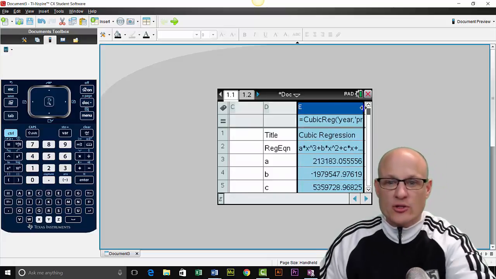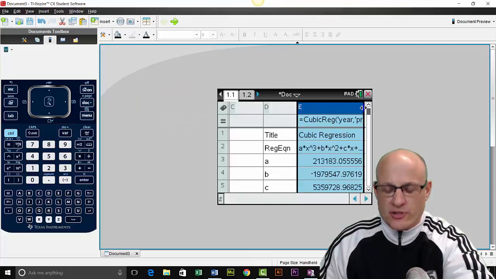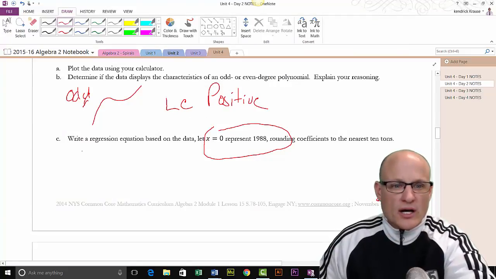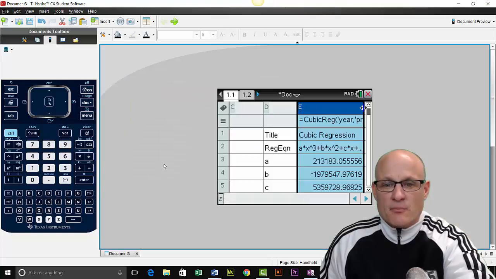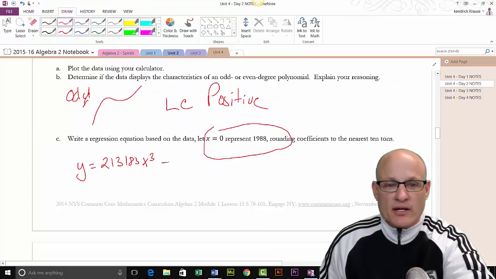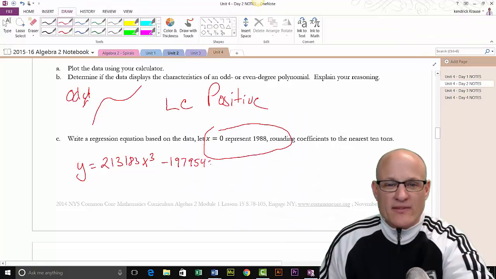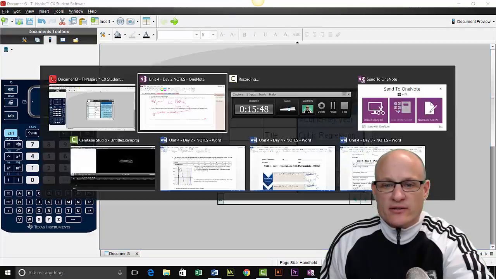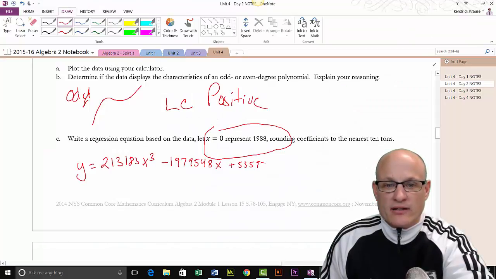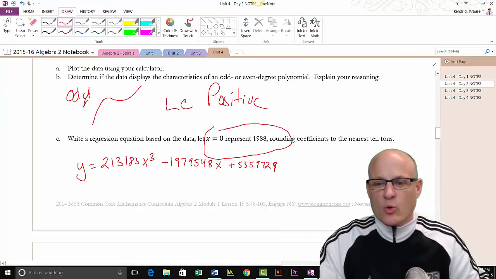And let's just get those down. What did they tell us to round to? Nearest ton. So no decimals. So y equals 213,183x cubed, notice it's positive, minus 197,954x squared, and I think it was 8x, yep, 8, and then plus 535,972, 8, 9. And there's my regression equation.